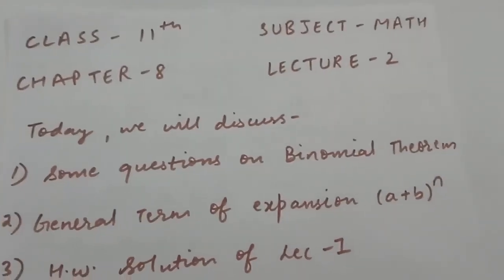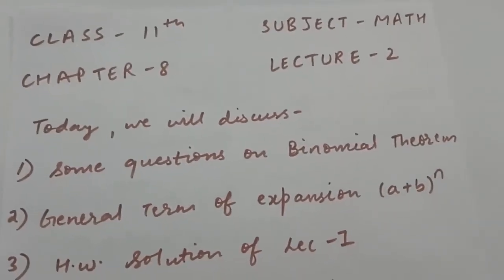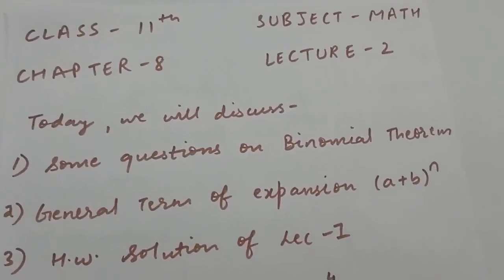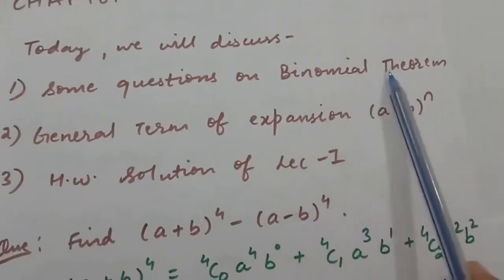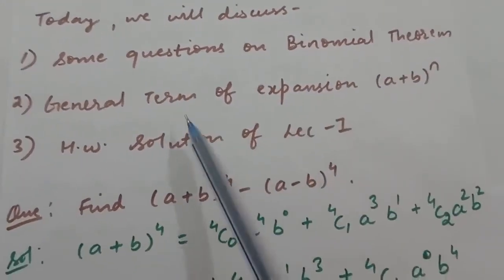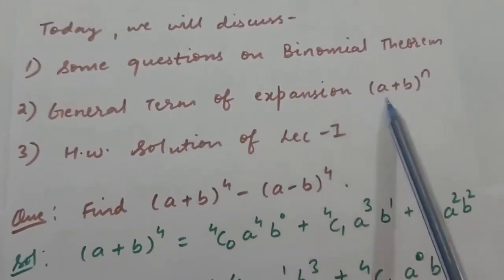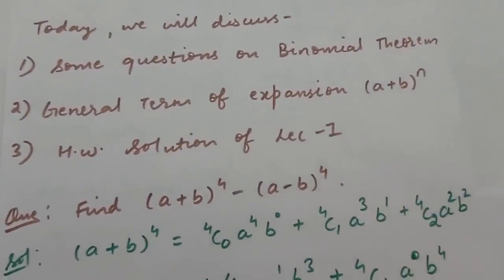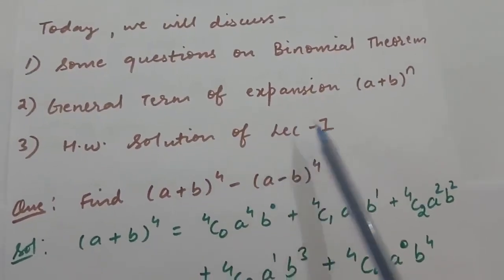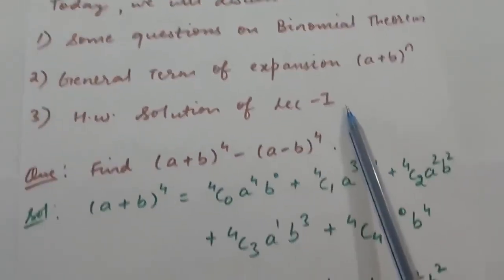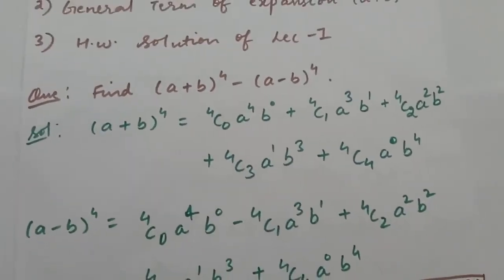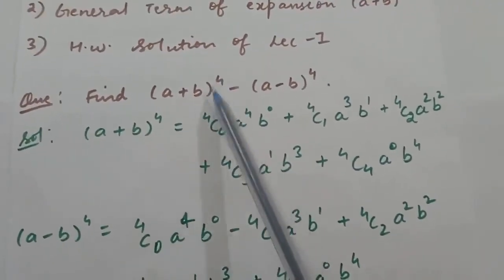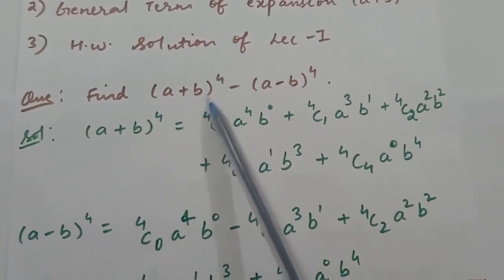Students, this is class 11th maths, lecture 2 of chapter 8, Binomial Theorem, and today we will discuss some questions on binomial theorem, the general term of the expansion (a + b)^n, and the homework solution of lecture 1. So first of all we will discuss some questions. More than a question, this is also a result which you should learn, right?